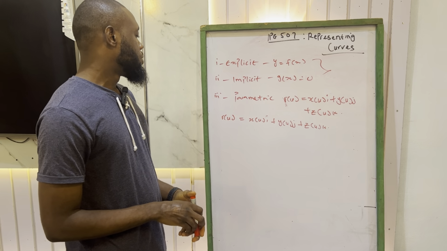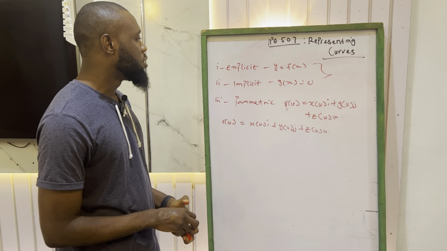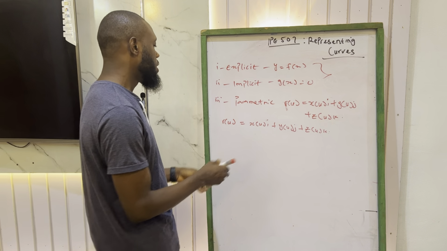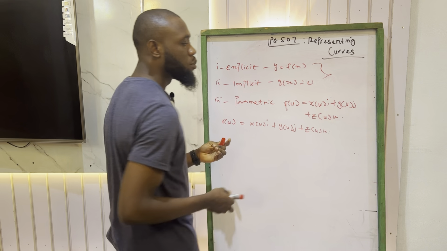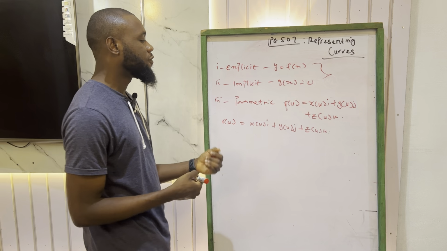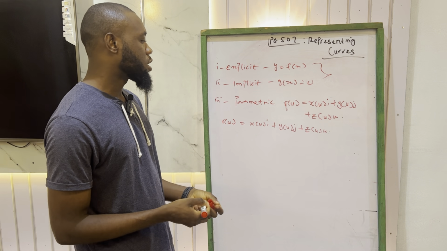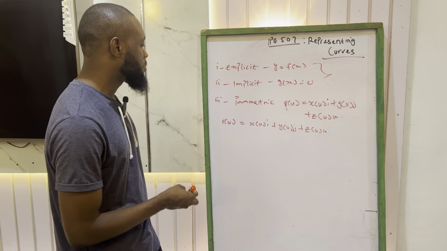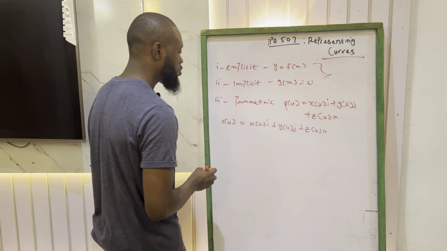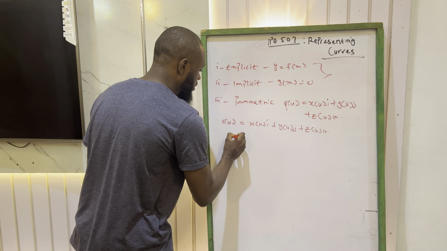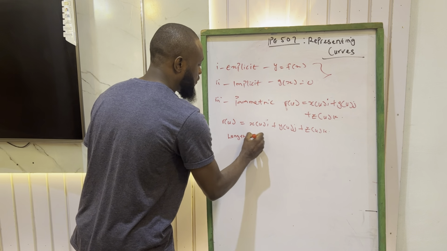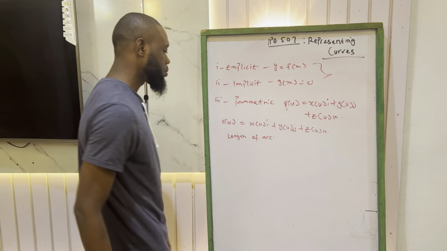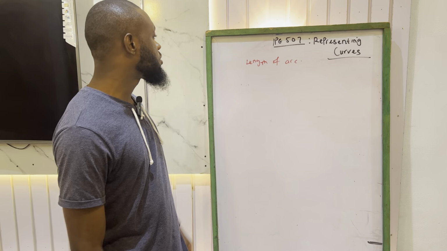All right. Then we'll move on to differential properties of the curve. Being like this, it has some properties. Basically, we are trying to look for some formulas to ease our task for us. So the first property we'll be looking at will be the length of arc.